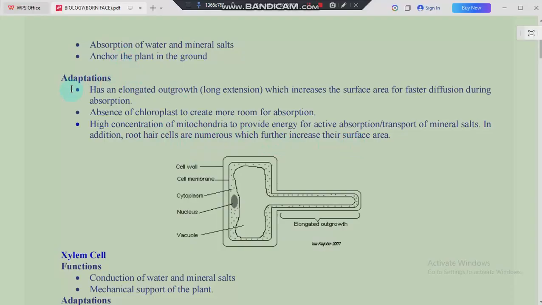So to go through the adaptations again, the root hair cells have an elongated outgrowth, number one. Number two, there is an absence of chloroplasts, and we know these chloroplasts contain chlorophyll, which traps light for photosynthesis. Because when we observe this root hair cell, we are not seeing any chloroplast, there is going to be more room for absorption of water and mineral salts. Apart from that, there is a high concentration of mitochondria to provide energy for active absorption.